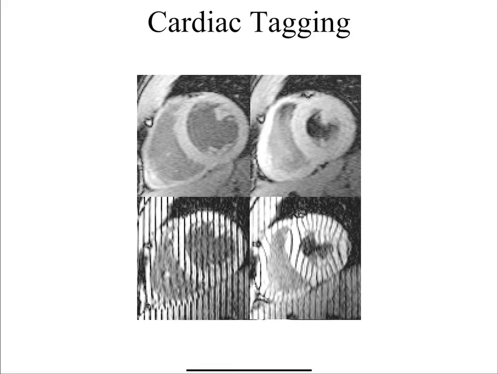So what cool things could you measure by having these deformation lines? Contractility of the heart, things like stress and strain. Professor McVeigh was one of the first to do this many years ago. So it's a very interesting area, and that's one of the applications.